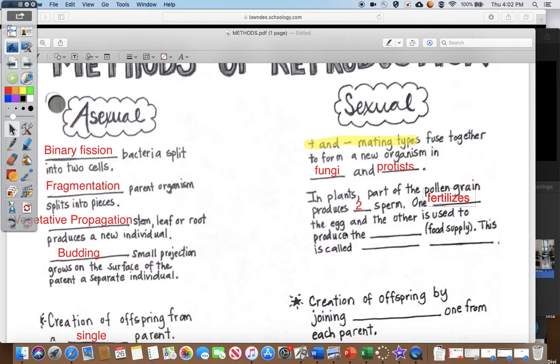And the other is used to produce the endosperm, which is going to help supply food to the embryo. And then this is called double fertilization, which should make total sense because it's 2 sperm and they're both fertilizing something. So double fertilization.